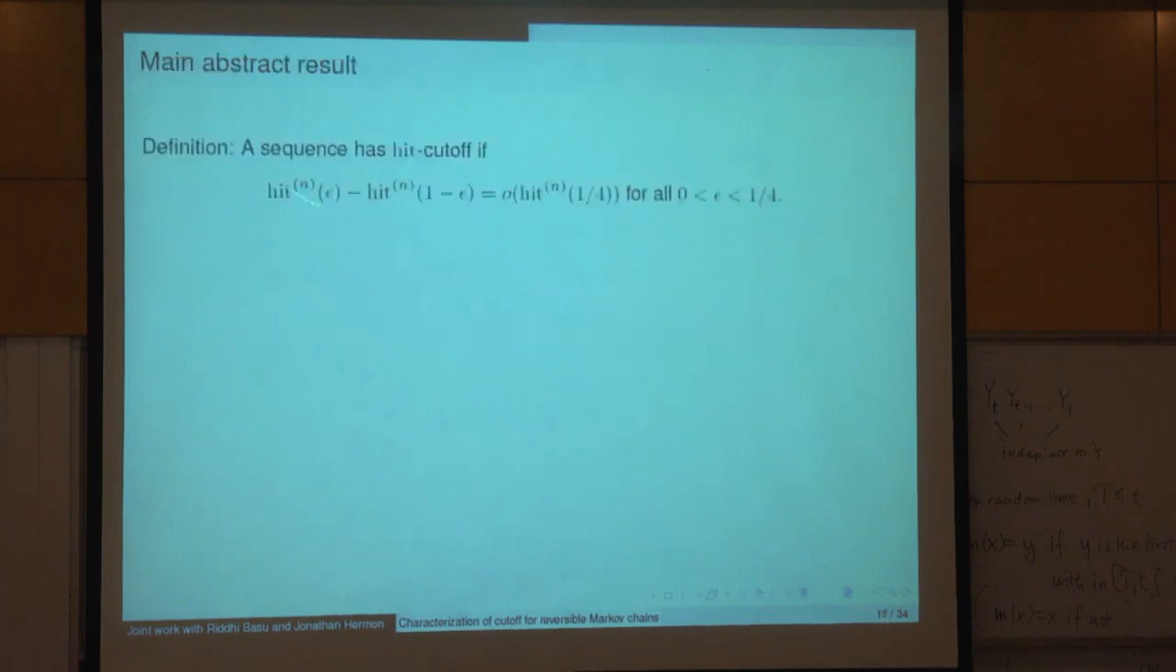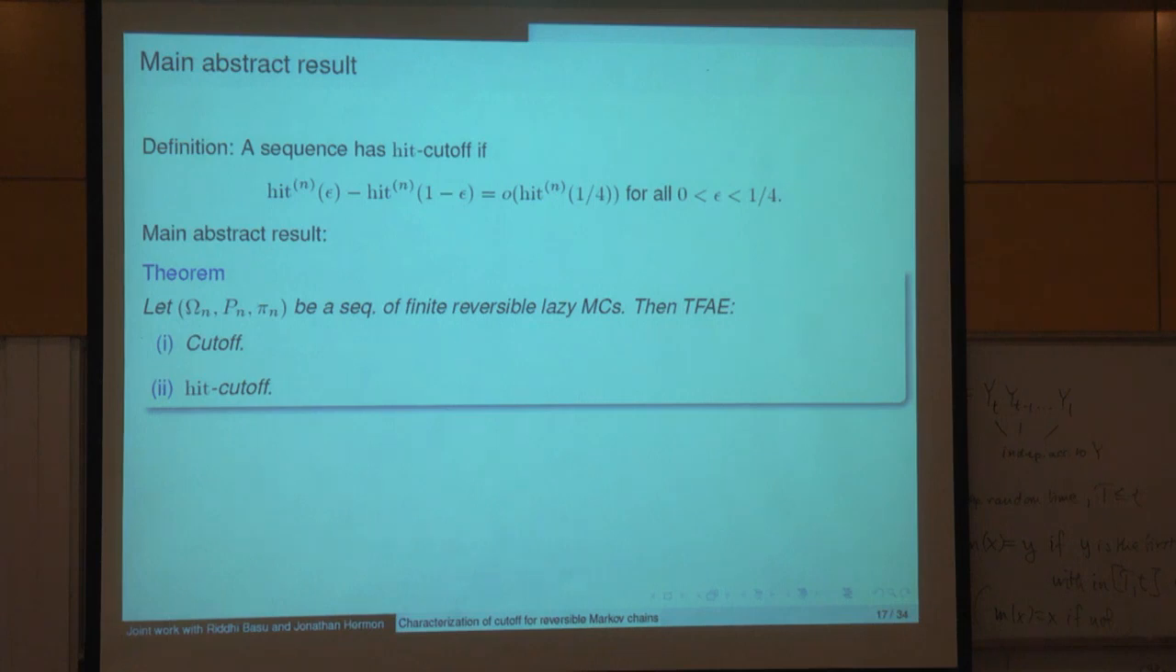And a key, general theorem is that cutoff is equivalent to cutoff of hitting times. We say that a sequence of chains has a hitting cutoff if hit_n of epsilon minus hit_n of 1 minus epsilon is negligible compared to, say, the hitting time with epsilon equals 1/4. So I said one goal is to make a theory of cutoff, not just this or that class of examples. And this is progress in that direction, saying that cutoff is equivalent to hitting cutoff.